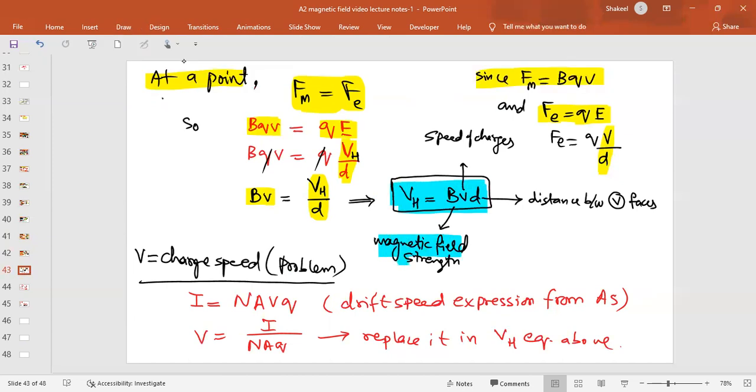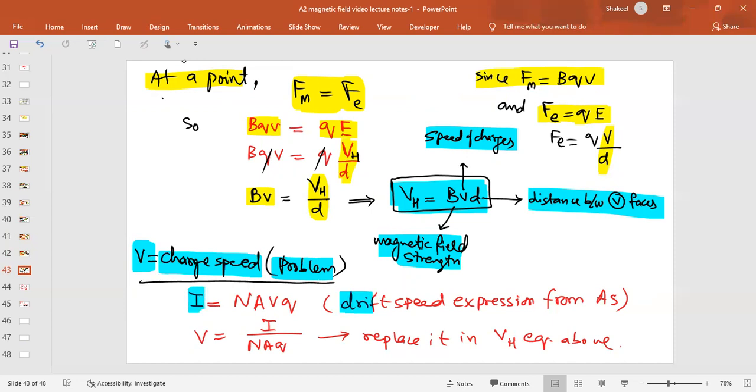Where B is the magnetic field strength which you have to measure, v is the speed of the charges inside the strip, and D is the distance between the voltmeter faces, or it is actually the length of the Hall probe. Well, this v is the speed of the charge. It is a problem for us because we don't know with what speed the charges are moving through the Hall probe. So we have to replace this speed with something that we know.